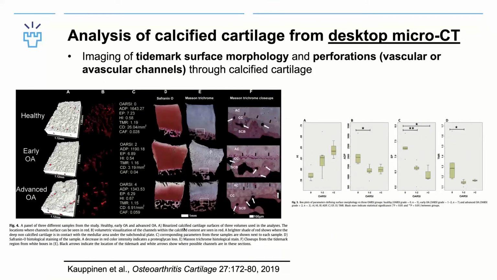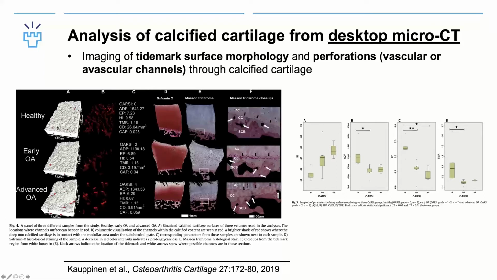Again, here we have imaged quite a lot of human osteochondral samples within the last 7-8 years. We can quantitatively analyze the tide mark, so this interface between the non-calcified and calcified cartilage. We can analyze the morphology of that, and also we can quantitatively analyze the perforations of the tide mark.